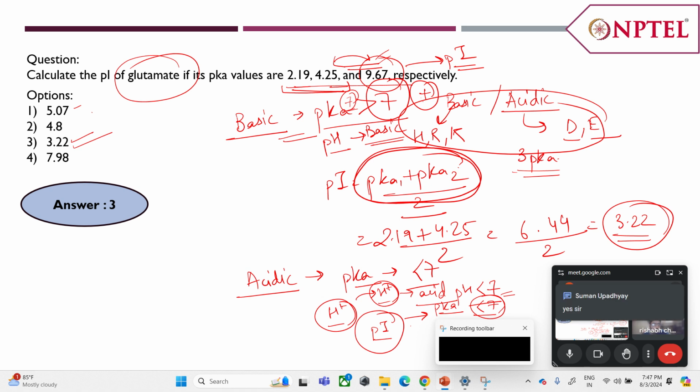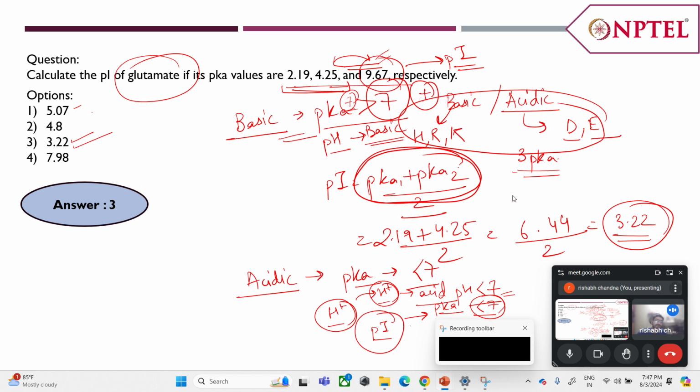Okay. So any more doubts in this concept? Because this is an important concept and it would be asked in any of the examinations that you follow. So if you have any doubts, we can discuss right now. So if not, then we'll move on to the next question.